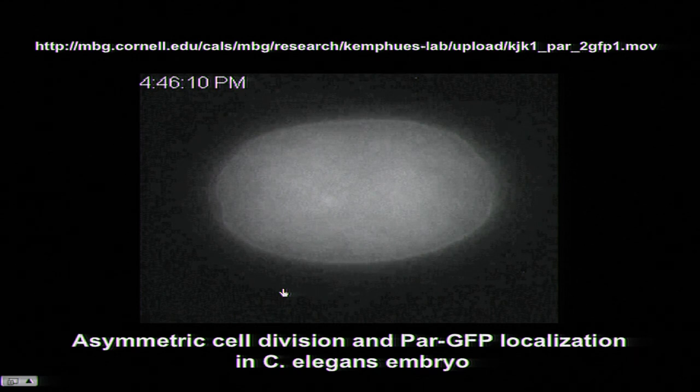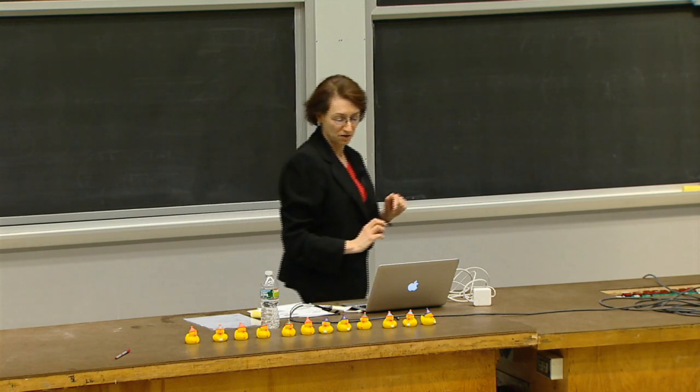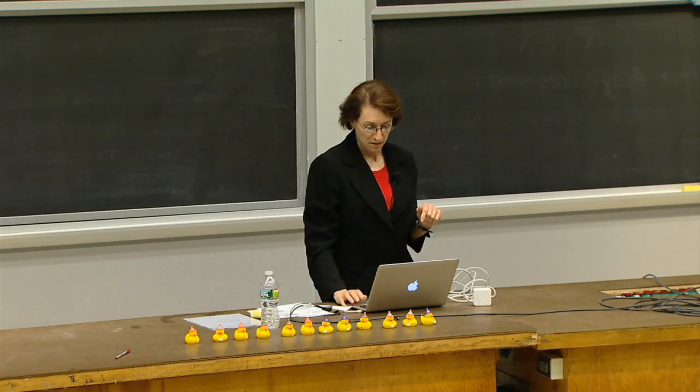Here's a movie that I guess isn't going to work. You know what? It was working great before I walked in this room, but it's not going to work. So I'm going to post it as a movie, or you can go to the URL and you can get it. And you'll see what this movie does. It shows fluorescently labeled PAR protein. It's actually a different protein than PAR6, and you'll be able to see it moving beautifully to one side of the embryo and not the other.